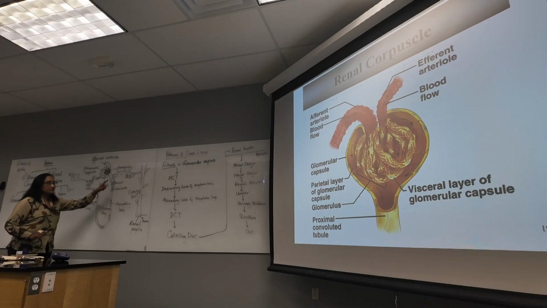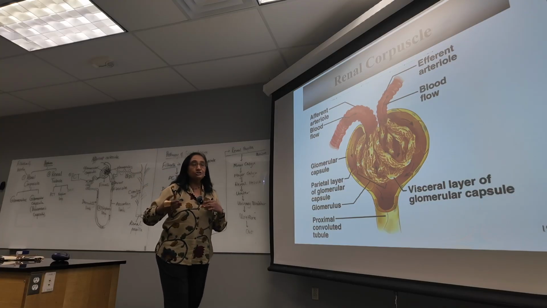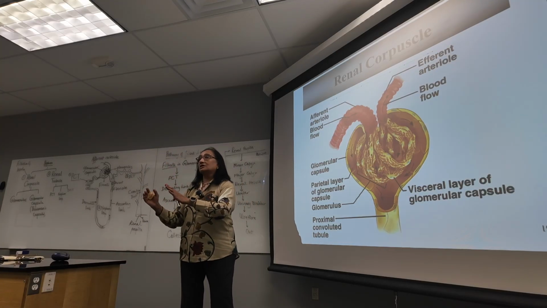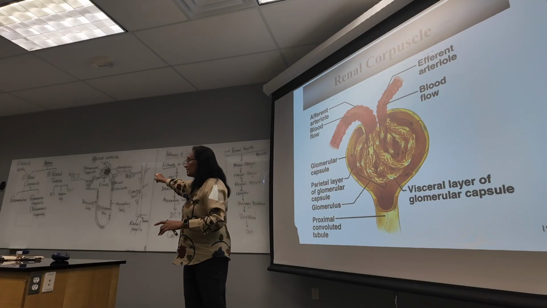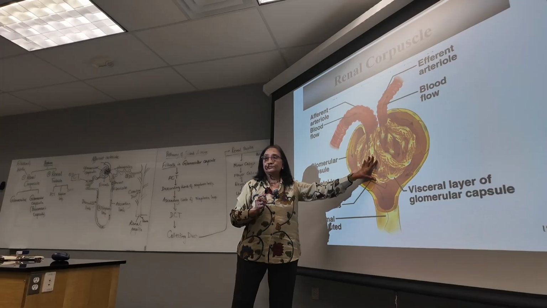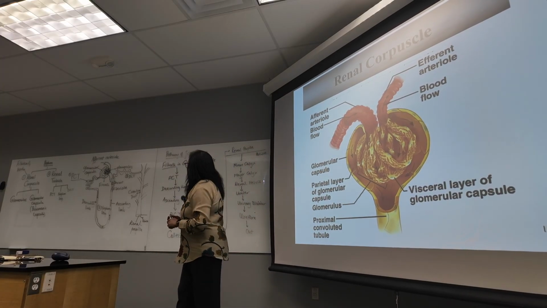So here you just have the picture of the cup. This is the third model that you'll be looking at. The first model is this longitudinal section of the kidney. The second model is the nephron structure, where you will be able to identify every part. And then the third model is this, the structure of the cup itself.